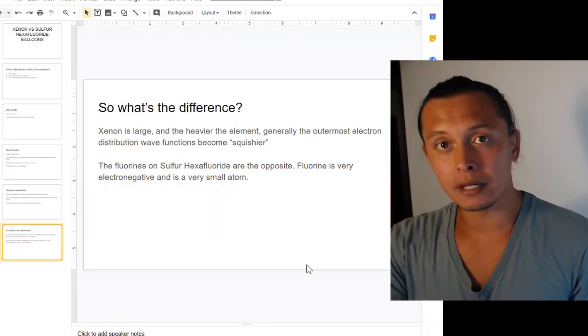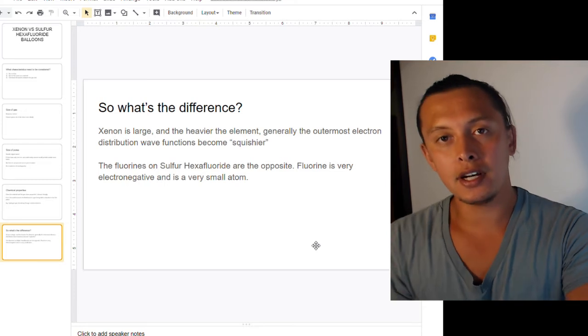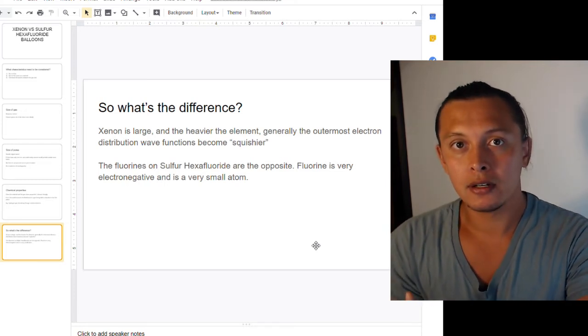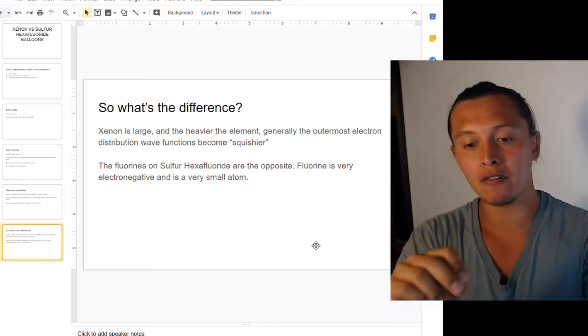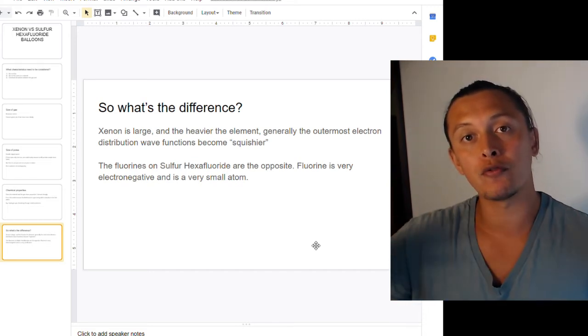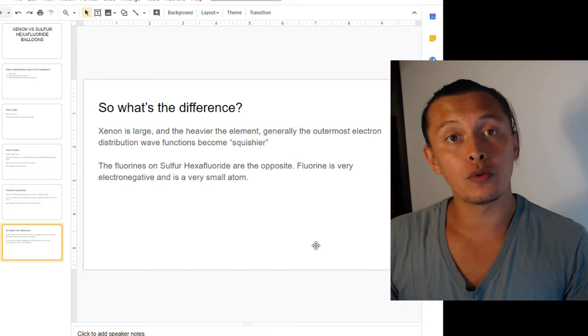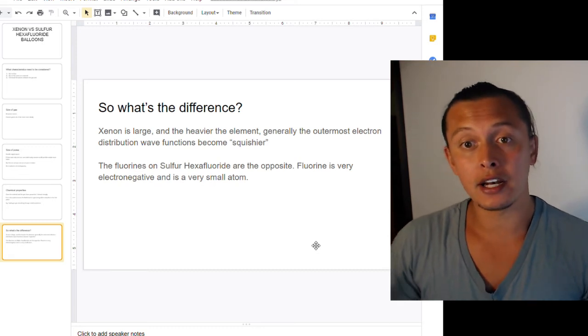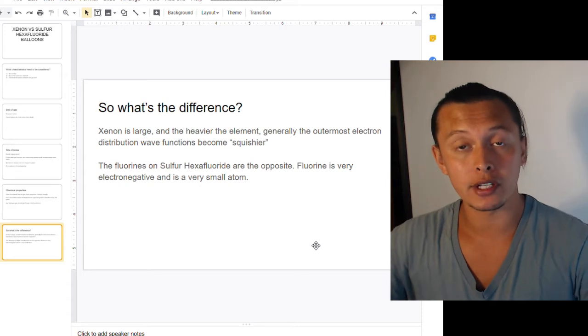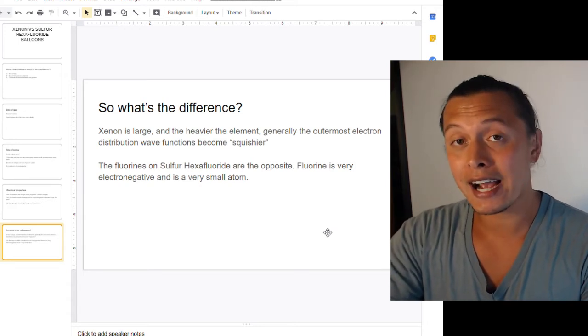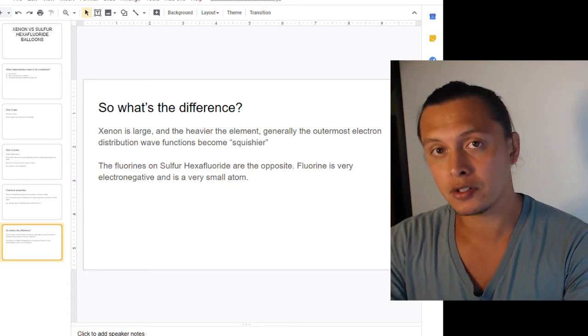Xenon is more hydrophobic because you basically just have this one tiny nucleus, and then you have all these shells of electrons that move further and further out, right? So that is going to be xenon, where the electrons are very far away and they're actually very squishy and very loosely held. It is the exact opposite when we are dealing with sulfur hexafluoride.